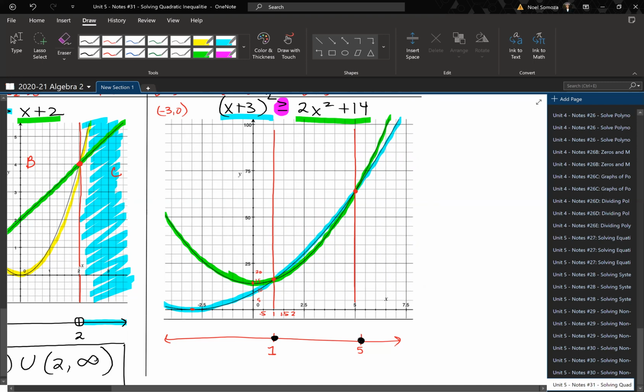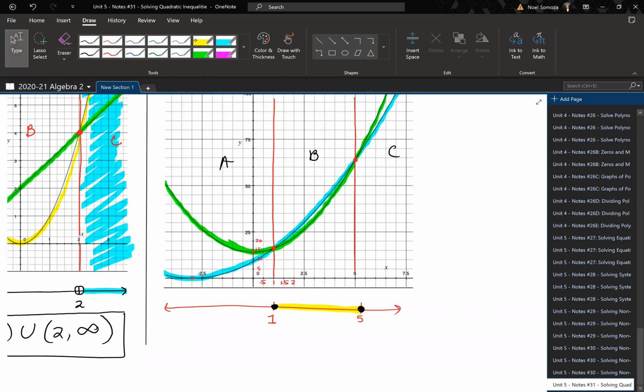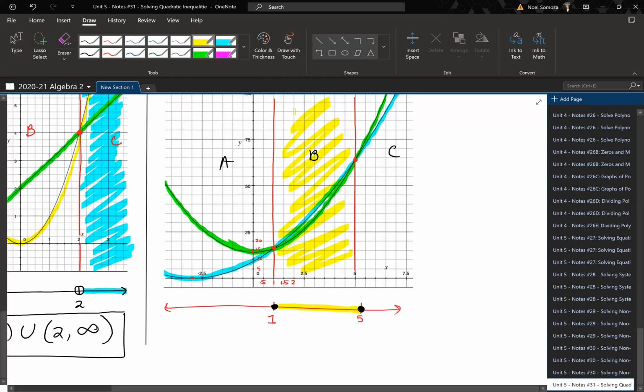So now where do you see the blue quadratic greater than or equal to the green quadratic? Interval A, interval B, or interval C? Where do you see the blue is above? Yeah, interval B, right? Interval B, which is right here in between the 1 and the 5. So that tells us our solution interval is going to be bracket 1, comma 5 bracket. And this represents our solution set.